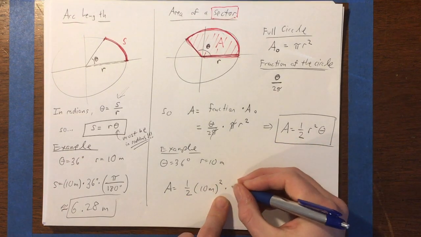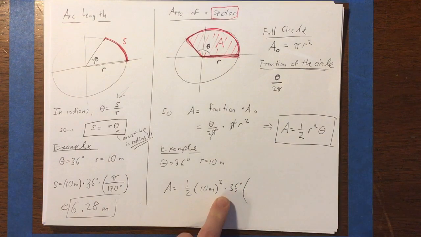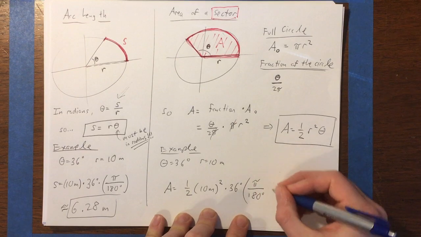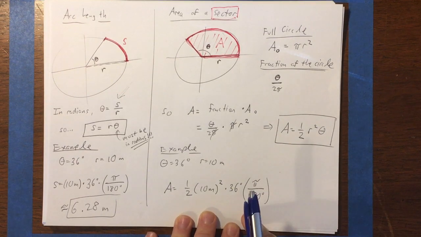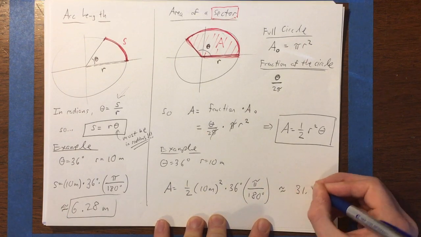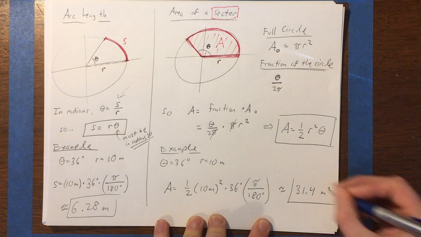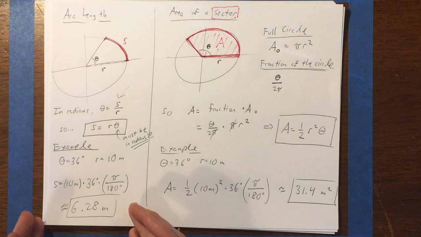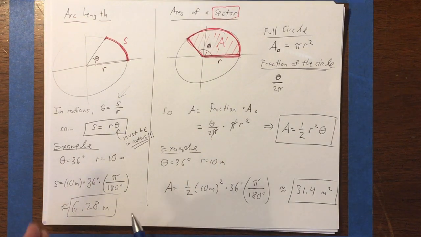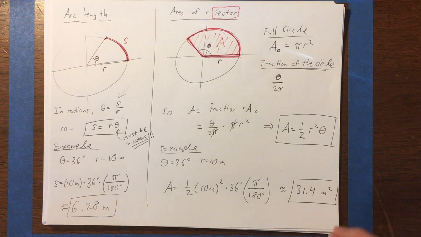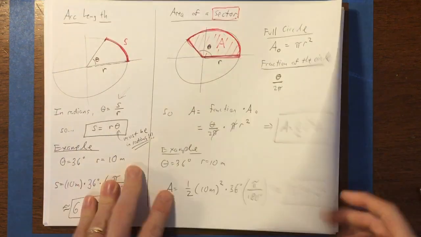But theta needs to be in radians again. So I'm going to multiply by 36 degrees and then also by my conversion factor, pi divided by 180, to put it into radians. And now, multiplying all that together, that's approximately 31.4 square meters. Okay, so for this sector of the circle we're talking about, the arc length measured along the outside of the circle is 6.28 meters, but the total area inside the circle in that sector is 31.4 square meters. So that'll do it.